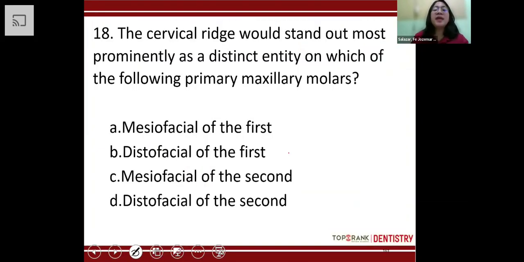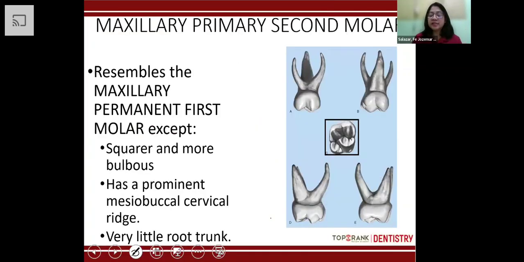Okay. Number 18. The cervical ridge would stand out most prominently as a distinct entity on which of the following primary maxillary molars? So alam natin na first, tama? Mesial or distal? Mesial. Yes, very good. Mesiofacial of the first. Letter A. That's number 18. Letter A.